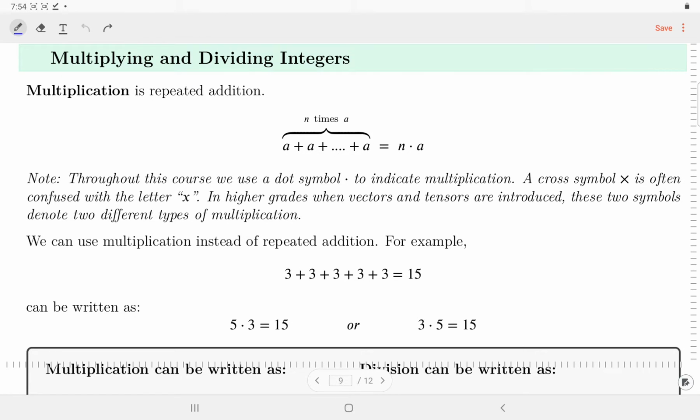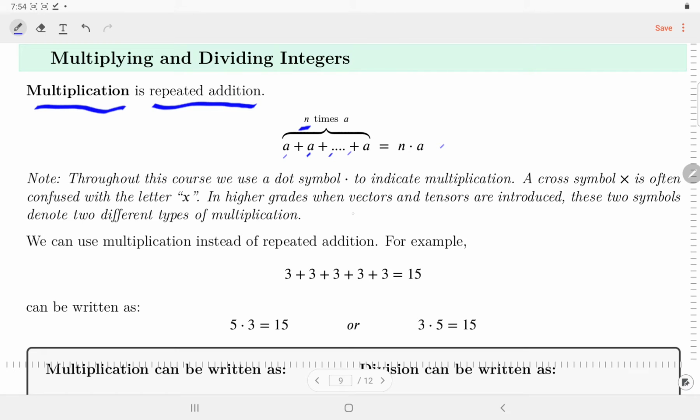Multiplying and dividing integers. Multiplication is the same as repeated addition. Instead of writing a plus a plus a plus a, n number of times, we can simplify it and say n times a.